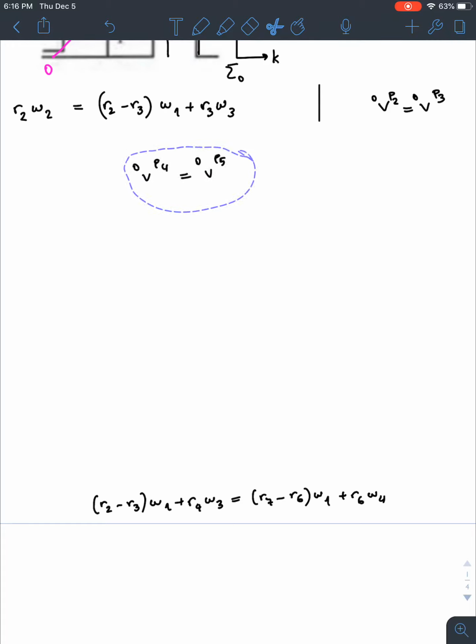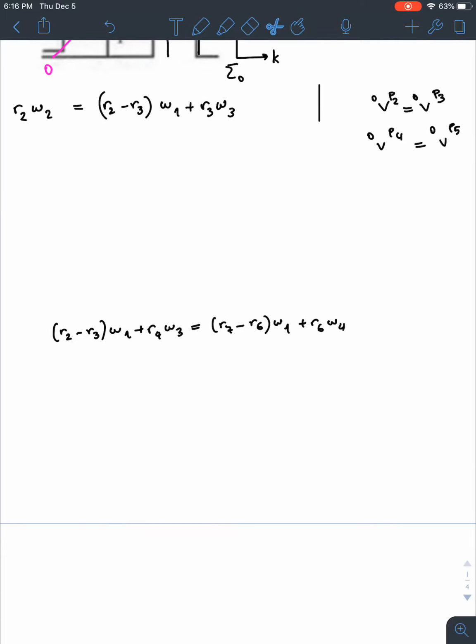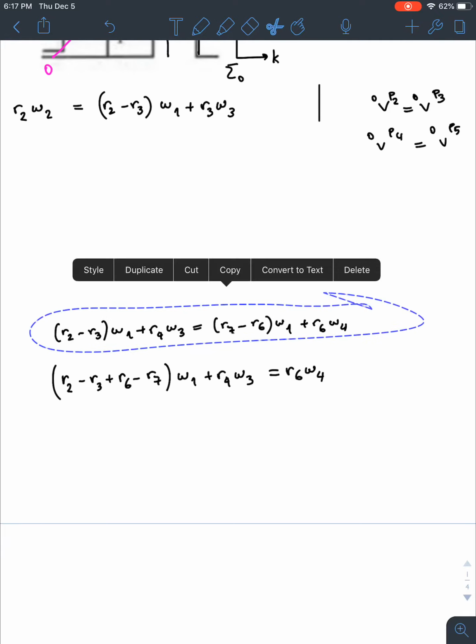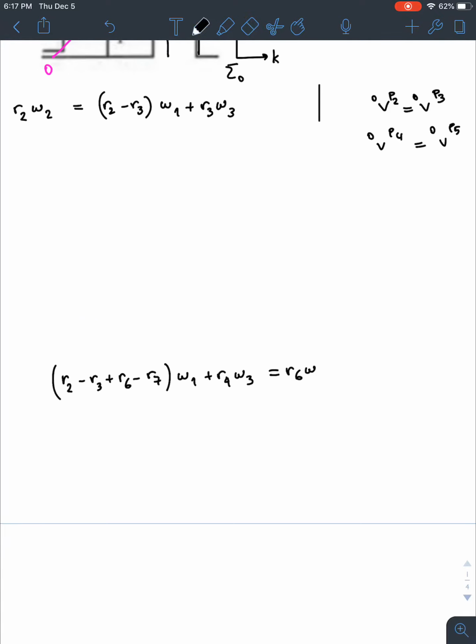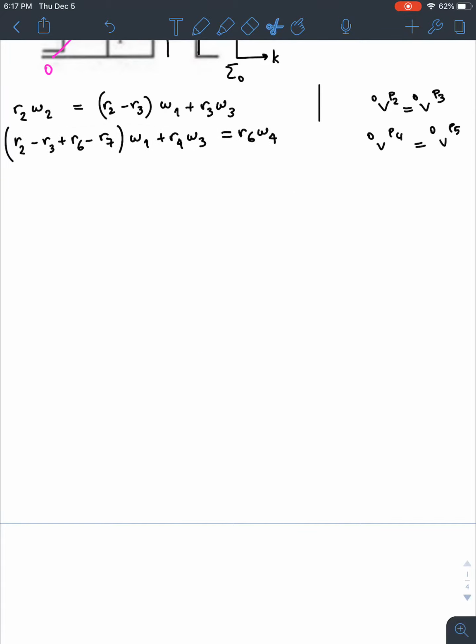Before I copy and paste this equality, let me massage it a little bit. Both this and that include terms omega 1, so I'm just going to combine them. Let's move them on the left hand side. So this is going to be R2 minus R3 plus R6 minus R7 omega 1 plus R4 omega 3 equals R6 omega 4. Yep. Very good. So let me delete this, write 4 a little bit more properly, and put it right here. That's then our next relationship.